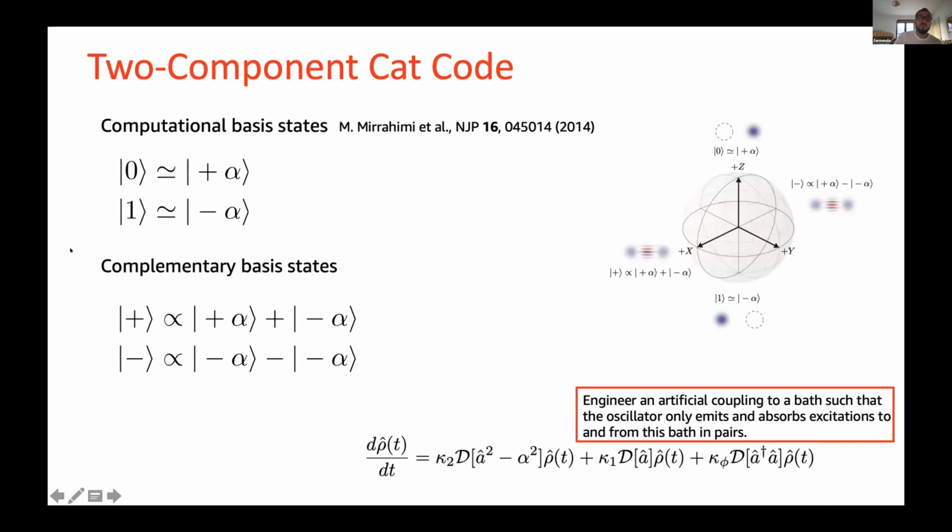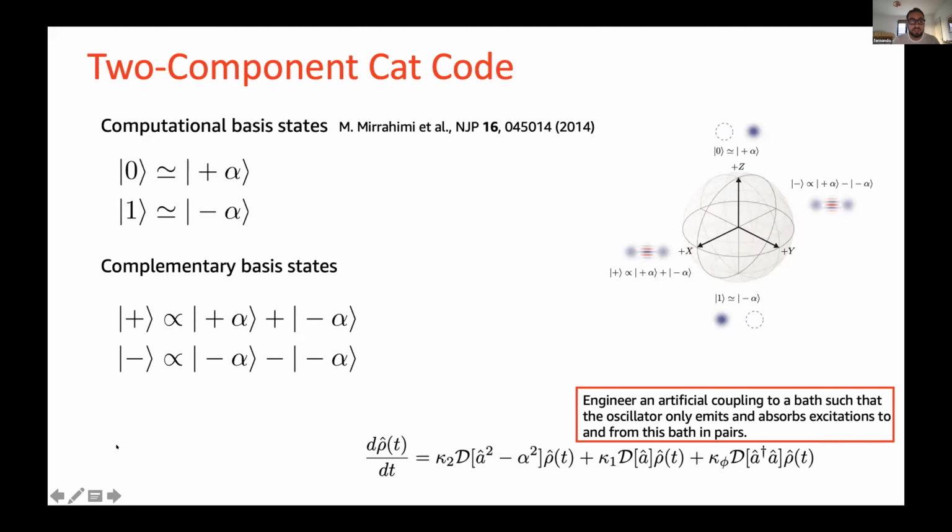Okay, so what is this cat code, right? They go way back in quantum optics, like 20 years ago. More recently, but already some time ago, they started being explored for quantum computing and for quantum error correction. And there are many variants of them. I will just mention one, the one that we use.